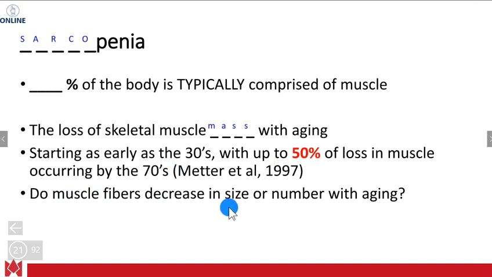Do muscle fibers decrease in size or number with aging? What do you think about that? They actually decrease in both, but primarily in size. You get a shrinking or an atrophy of that, but we do know they decrease in number as well.